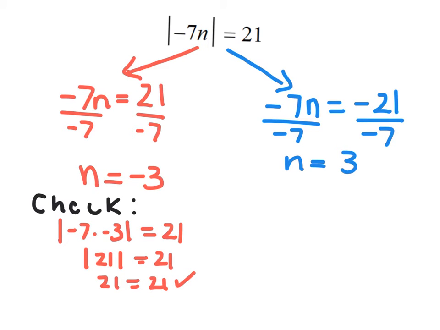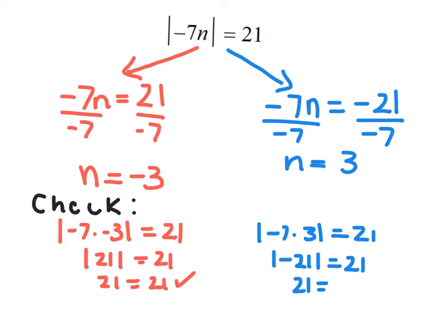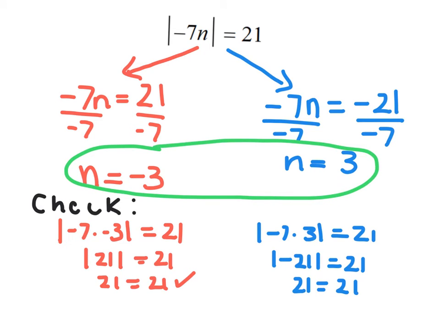For the other one, we do the same thing. So it's the absolute value of negative 7 times positive 3 equals 21, which becomes the absolute value of negative 21 equals 21, and we simplify to get 21 equals 21. So we can say that our answer is n equals negative 3 and n equals positive 3.